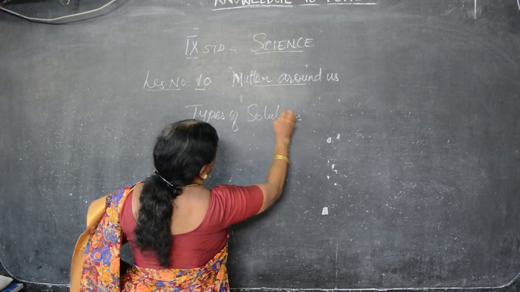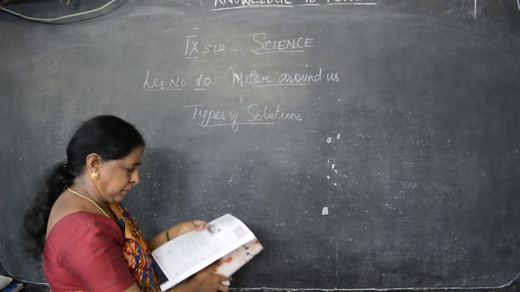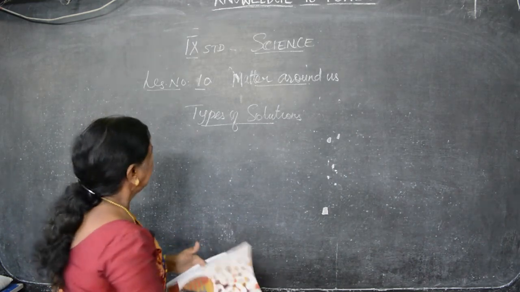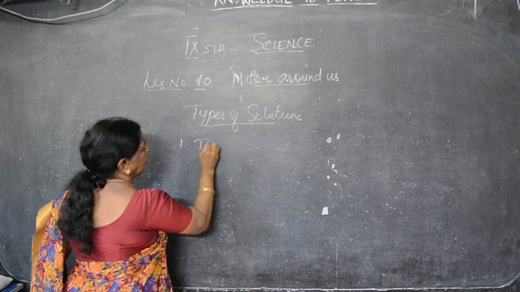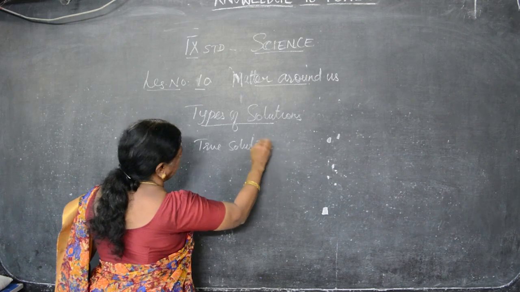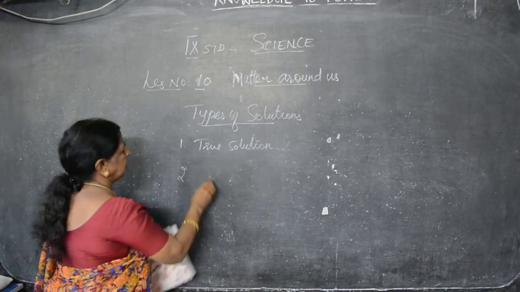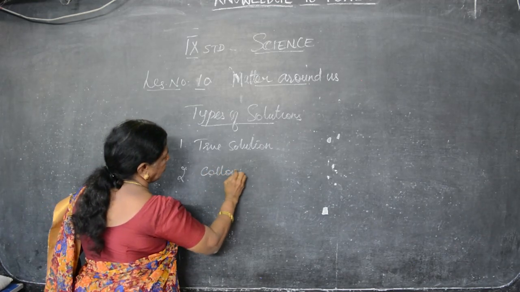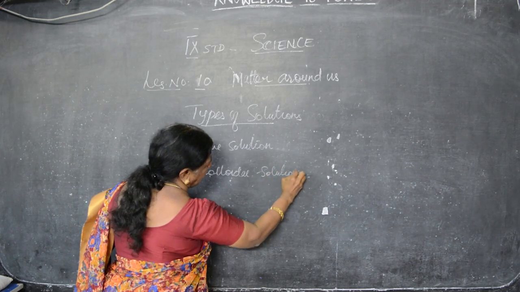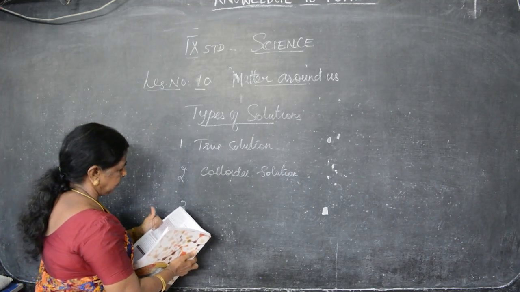Types of solutions. There are 3 kinds of solution. One is true solution. Other one is colloidal solution. And the third one is suspension.